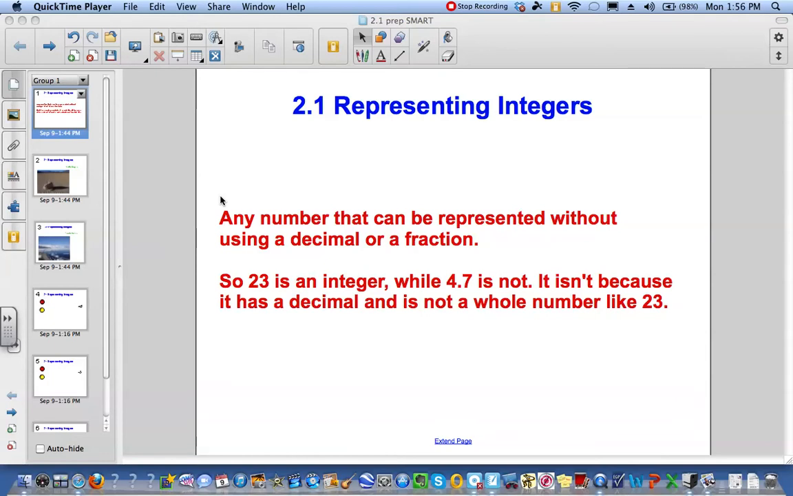23 is just a number. It's a whole number, no decimals, no fractions. So it's an integer. While 4.7 is not a whole number, it's four whole numbers and 0.7 of another number. So 4.7 is not an integer.